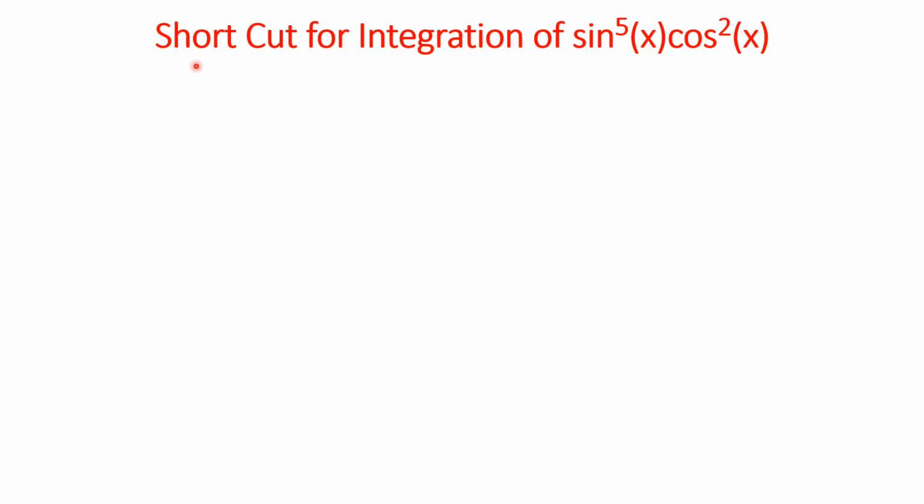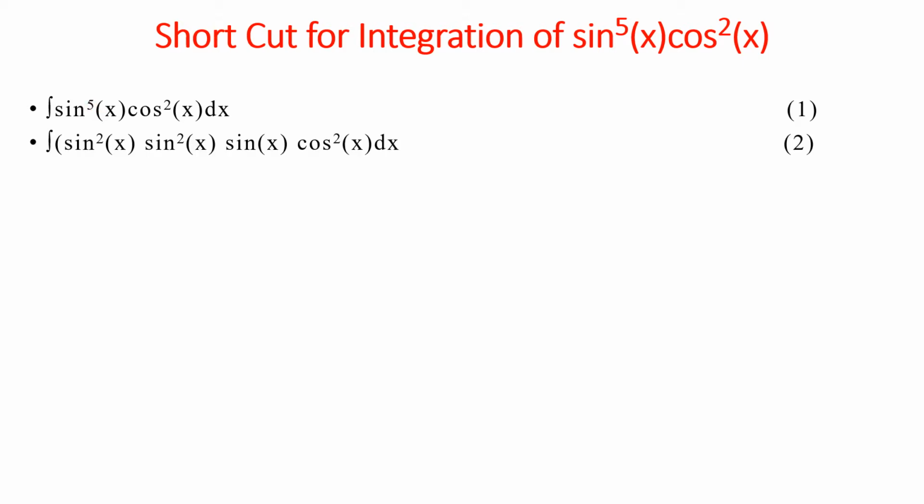Now we're going to introduce a shortcut for integration of the function sine to the power 5x cosine square x. So let's go ahead and list the function. We want the integration of sine to the power 5x cosine square x dx. Obviously, sine to the power 5 of x complicates the issue, so we have to rewrite sine to the power 5x into three parts as follows.